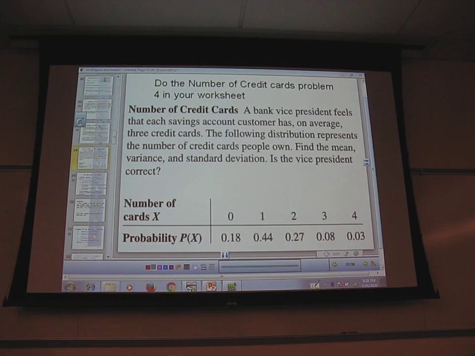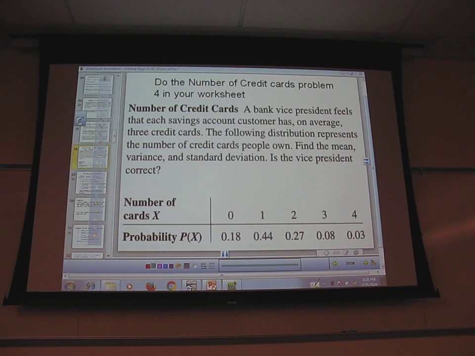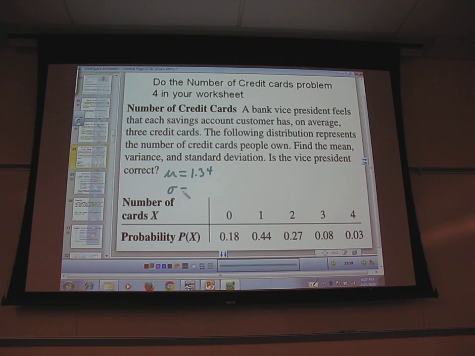Okay, so let's see, what do you guys get? It gave you the mean, right? Which really should be mu. What did you get for your mu? 1.34. And it didn't give you a variance, did it? What did it give you instead? Standard deviation. What was the standard deviation? 0.96. That's good. Or 9.6. We'll do 9.6.